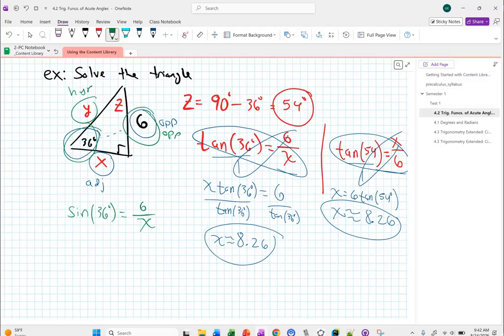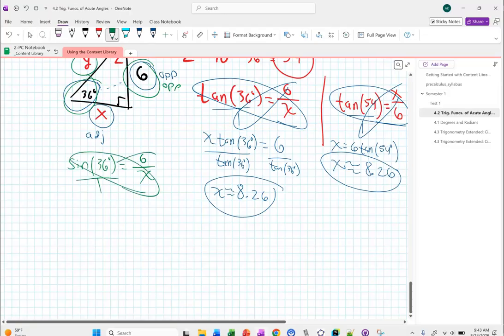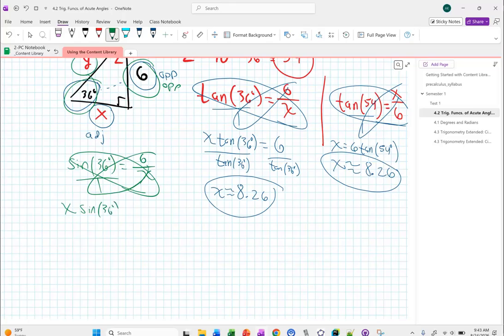Again, you could have used 54 and done cosine, adjacent over hypotenuse. It's fine. I'm not going to write both equations down. Is everybody okay with me skipping that? Okay. It would be fine to do that, though. It's not wrong. We'll do our cross multiplication. We'll divide by our sine 36. You notice the algebra here is exactly the same as the previous problem.